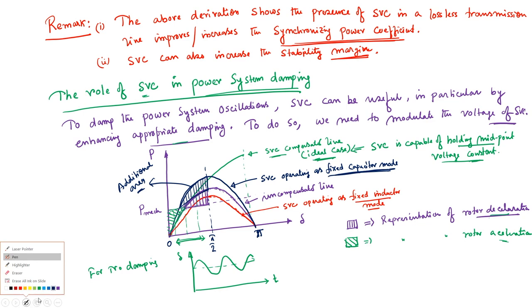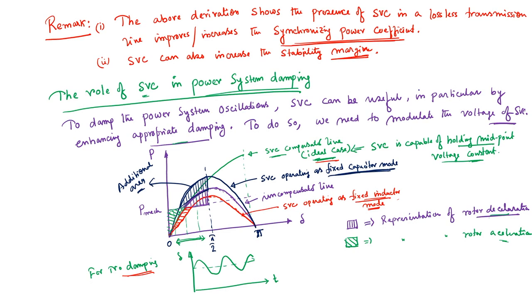Similarly, here also when we need damping at this end, instead of using it for the ideal case, if we use it in fixed inductor mode, it momentarily reduces the voltage, and to do so you will get this additional area if we operate in fixed inductor mode. So, instead of keeping this SVC voltage constant, if we can modulate it, we can improve the system damping. And that is exactly done by this SVC. In fact, that is done by the STATCOM as well. When I discuss this, I will again revisit and show you that the same discussion holds for the STATCOM, static synchronous compensator, as well.